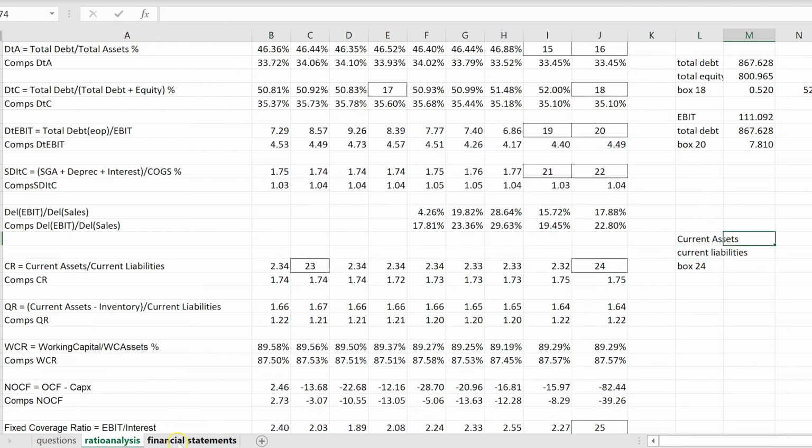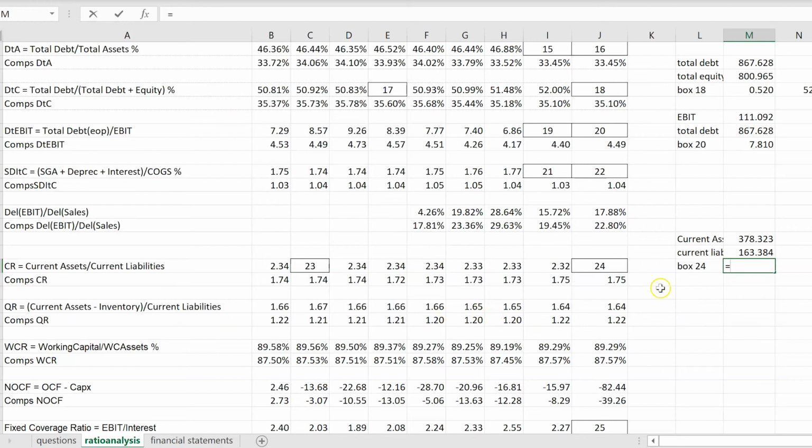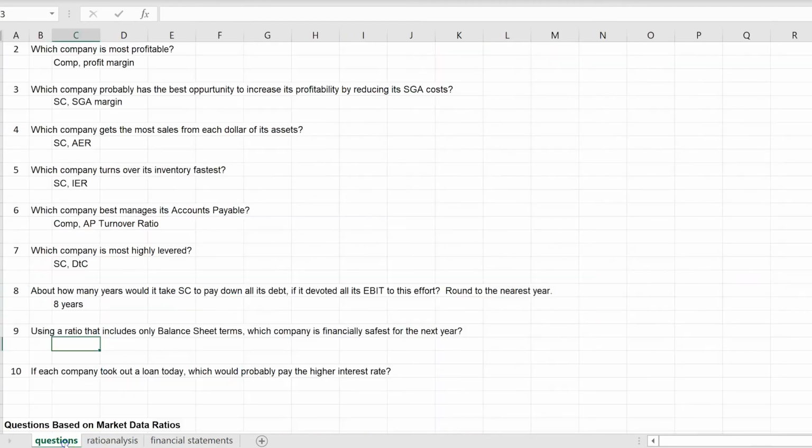We'll need right here, current assets over current liabilities. All right, we'll go get those items from the balance sheet. Total current assets is right here. Current liabilities is also found on the balance sheet, right down here. Then we'll go ahead and solve for the current ratio, which is just assets divided by liabilities. And we get 2.32, which is higher than its comparables. So we're going to say that Sound Capture is safest for the next year, and we use the current ratio to determine that.